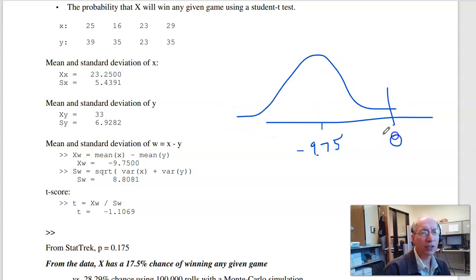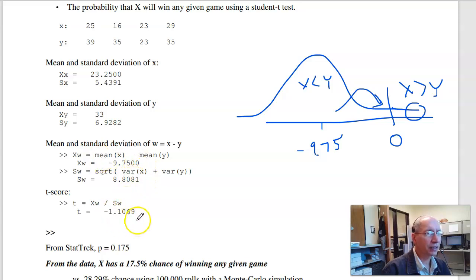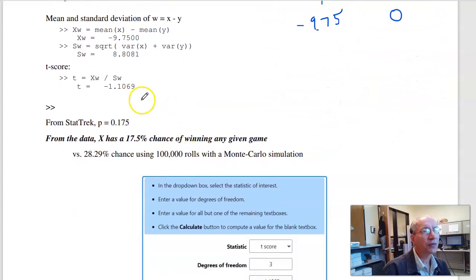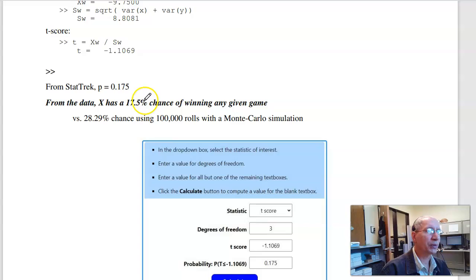how far it is from 0 in terms of standard deviations. So over here, this is where X beats Y. This is where X loses to Y. I want to find this area for any given roll. That's an individual. So when I do that, it has a t-score of 1.1. That's the distance from the mean in terms of standard deviations. Convert that to a probability, it's 17%.